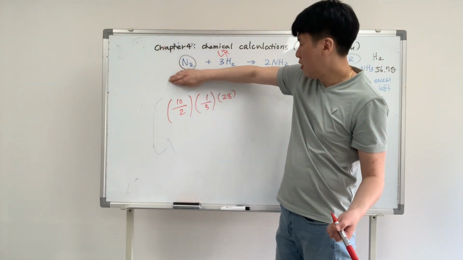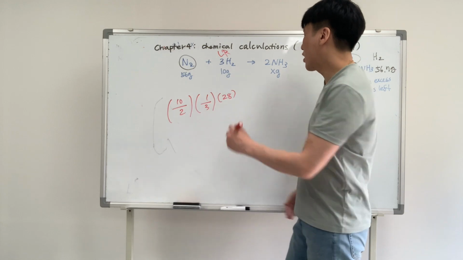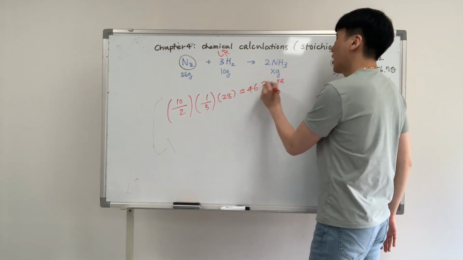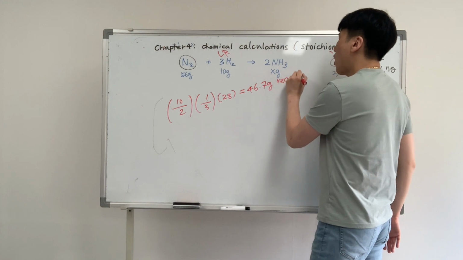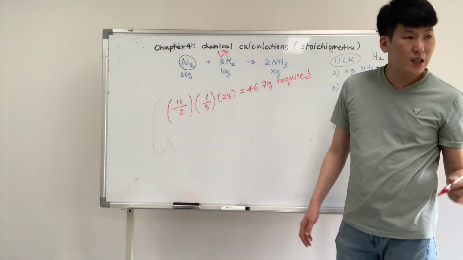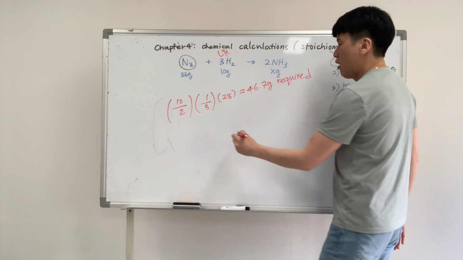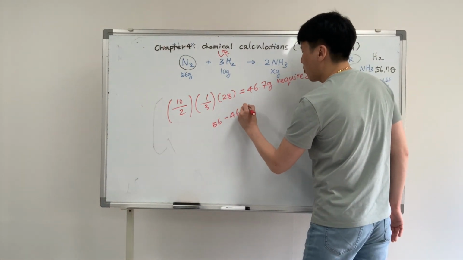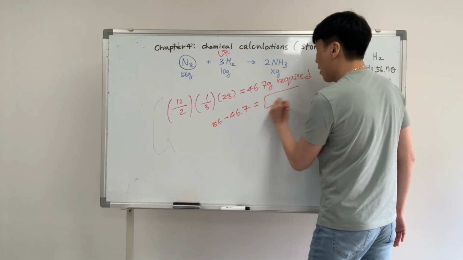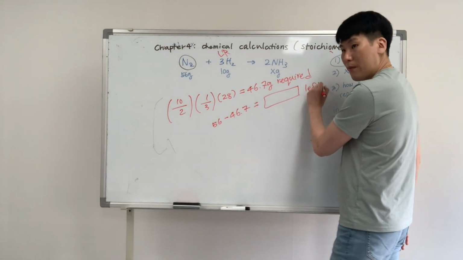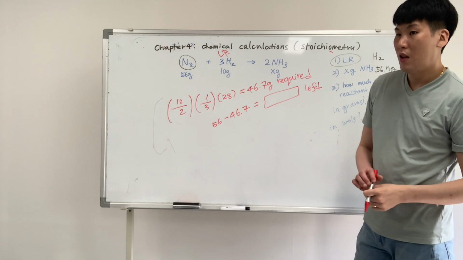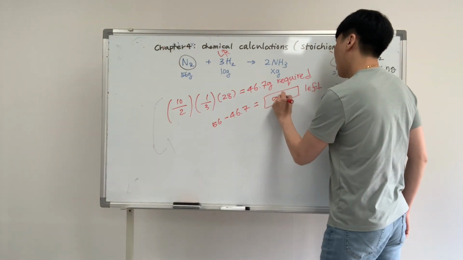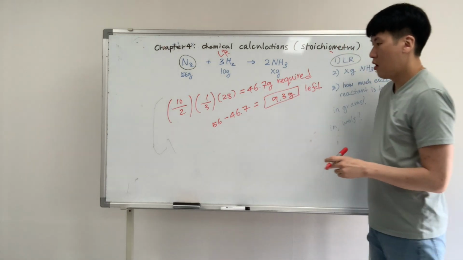46.7. So what does that mean? 46.7 required, right? Then how much is left? We do 56 minus 46.7. That's the amount left, right? How much is it, please? 9.3. Thank you.